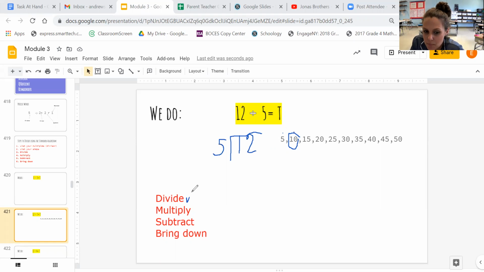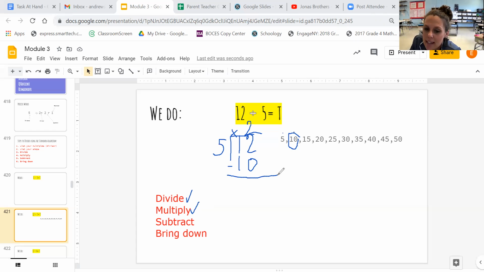That's dividing. So I put my 2 on the top. Now I'm going to multiply 2 times 5. Now I don't want you sitting there going 2, 4, 6, 8, 10. No, you have it circled right here. 2 times 5 is 10. You already did that work. Don't waste your time. Now we're going to subtract.